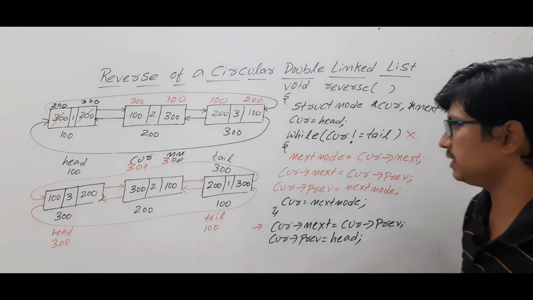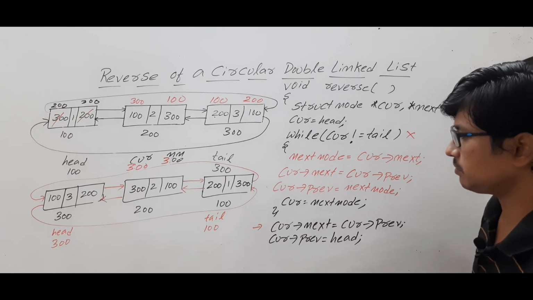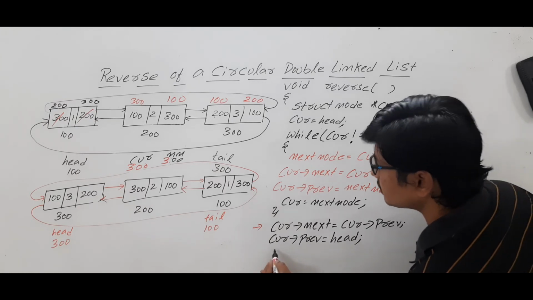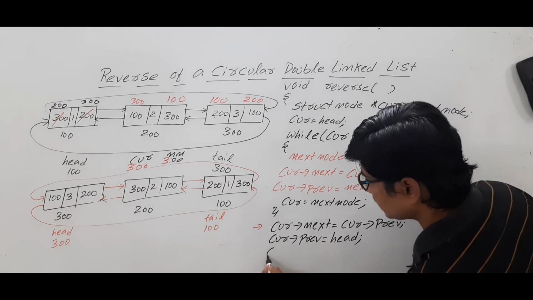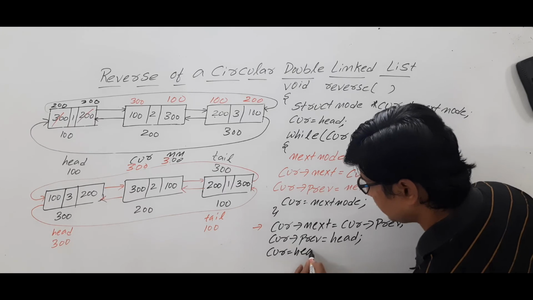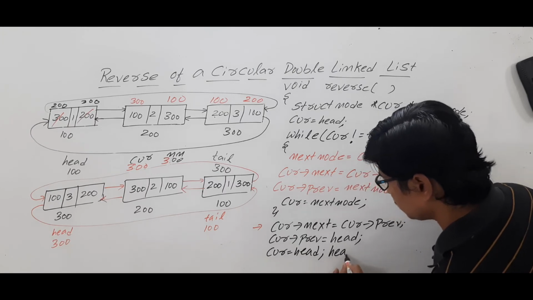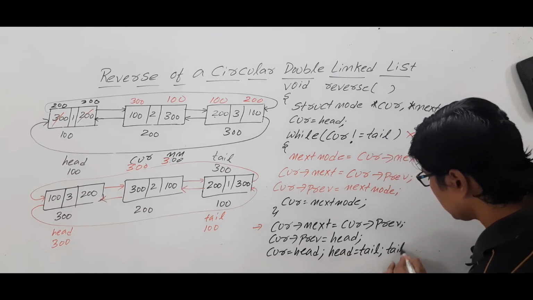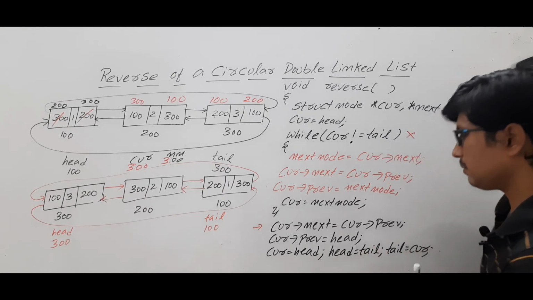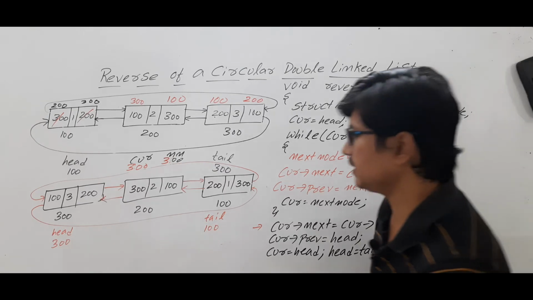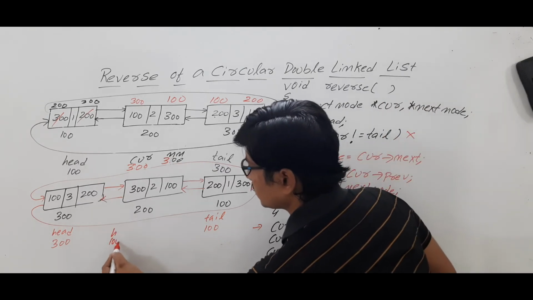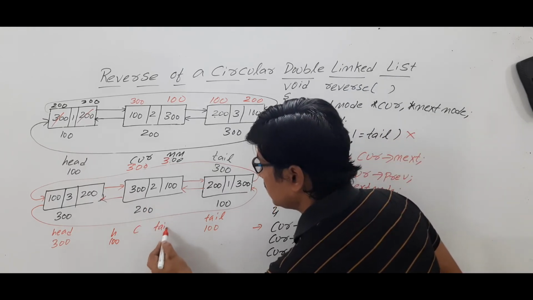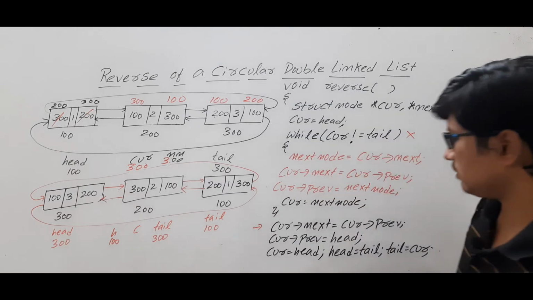So how can I do it is that I will write a statement. Using a third variable we can do it. Am I right? So what I will do is that I will write current is equal to head, then head is equal to tail, then tail is equal to current. Let me explain what is the meaning. Head is having 100 currently. Let me write H. And current you have, and you have the tail. Tail is having 300.